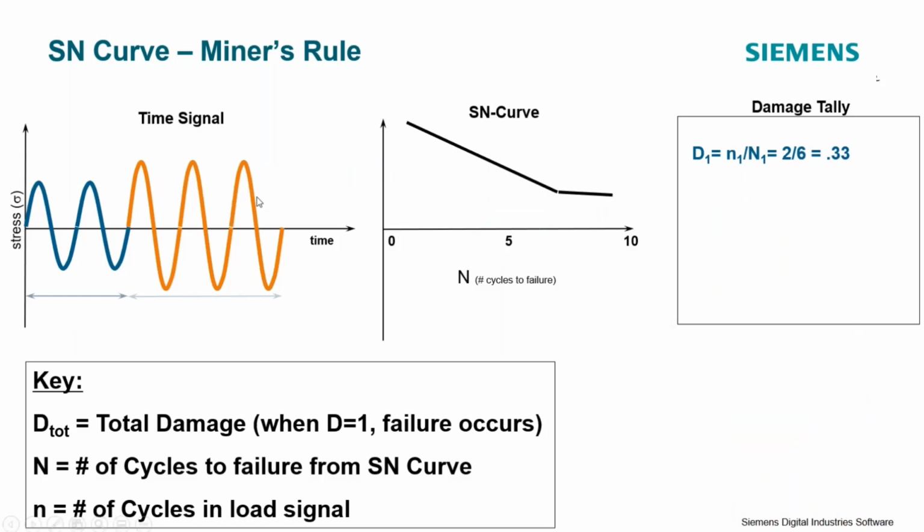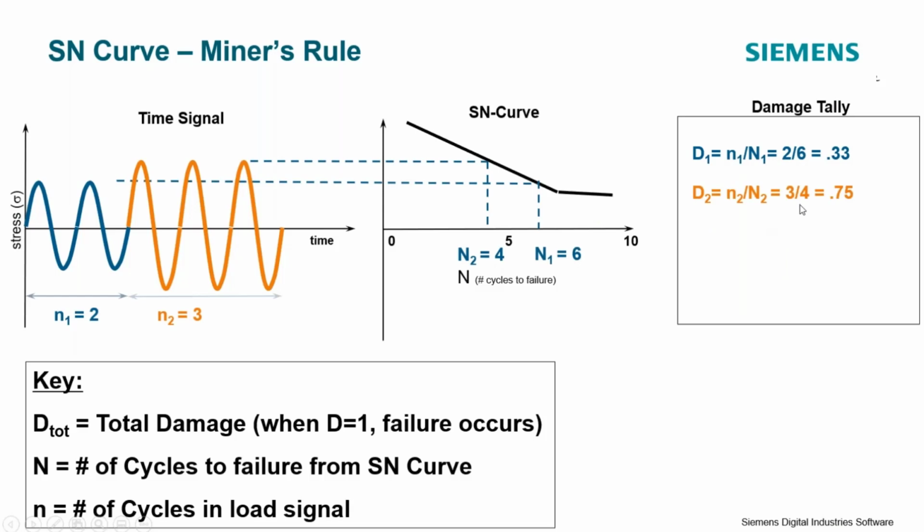If I add another cycle of my orange time history, I now have, due to that orange component, 3 cycles divided by my 4 cycles to failure, so I get a damage value of 0.75, and my total accumulated damage would be 1.08, which means according to Miner's rule, the part has failed. I've accumulated enough damage that a fatigue failure has occurred.